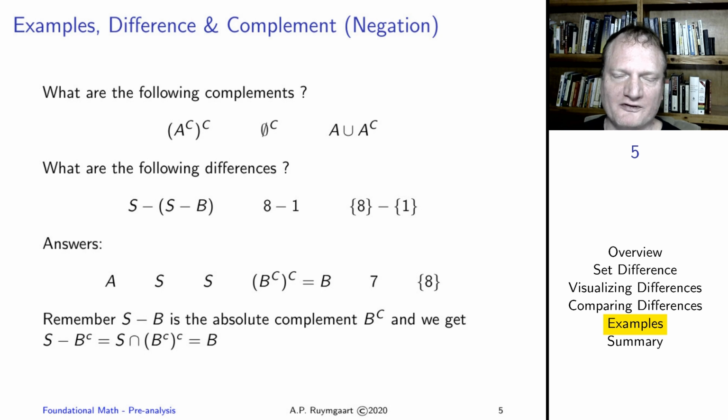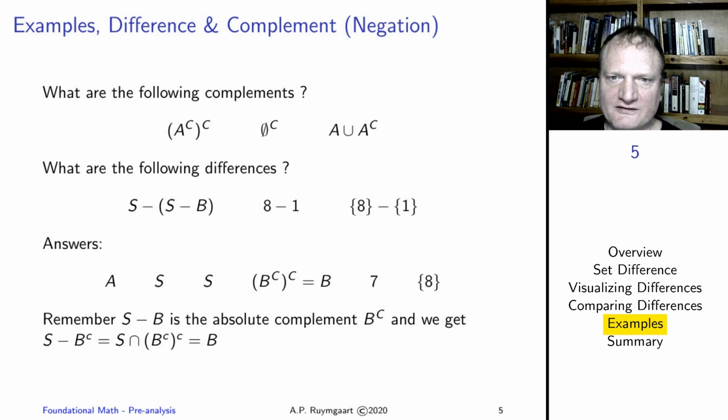Now let's do a couple of examples before we summarize the session. We'll start with a few complements in the top row, and avoid looking at the answers for a moment. They are listed here, but let's just look at the top row. So if we take the complement of a set A, what do we get? So we're essentially taking sort of the negative image of the negative image, and we just end up with the set A again.